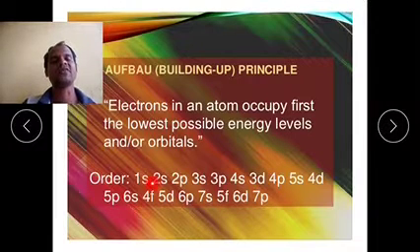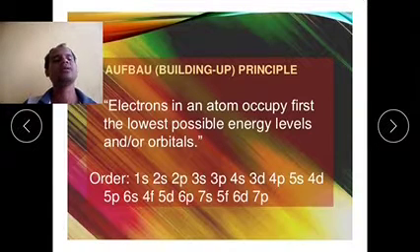First, the electrons enter the 1s orbital. After that, they enter the 2s, then 2p, and so on.